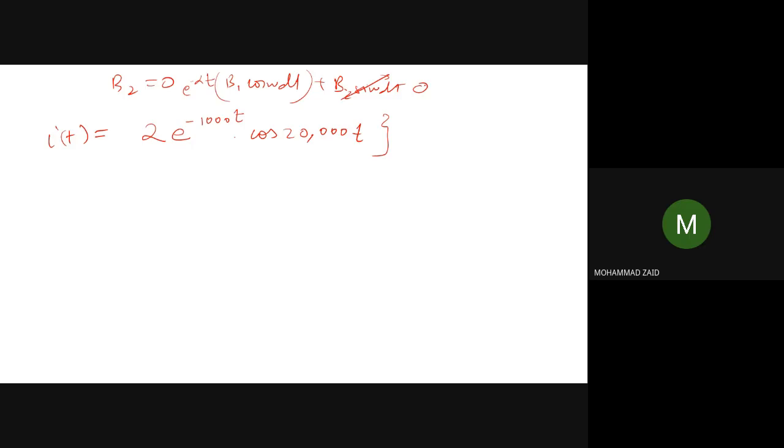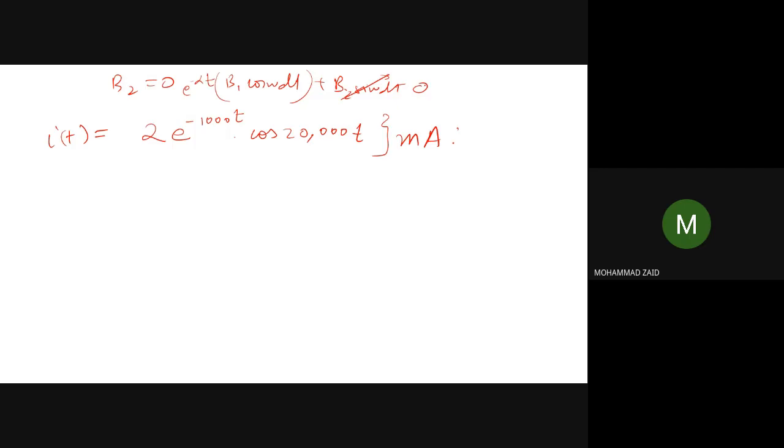B1 is already known to us, that was 2, so 2 milliampere current. The current which we have written is in milliampere, so that's why we have written 2. If you want to write it for ampere, then replace 2 by 0.002.